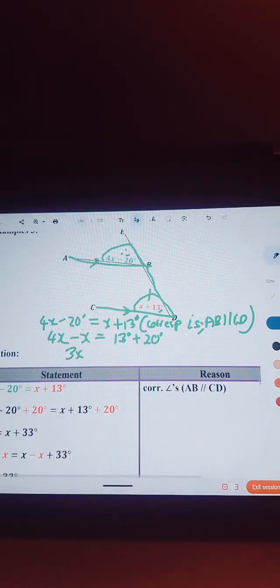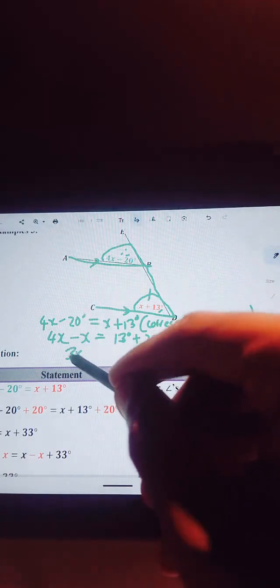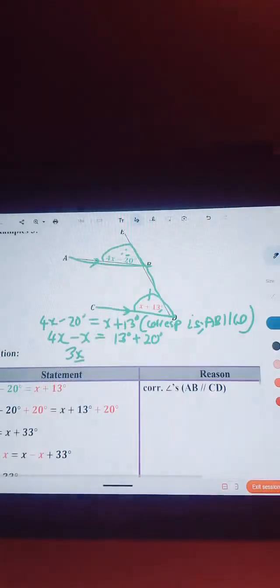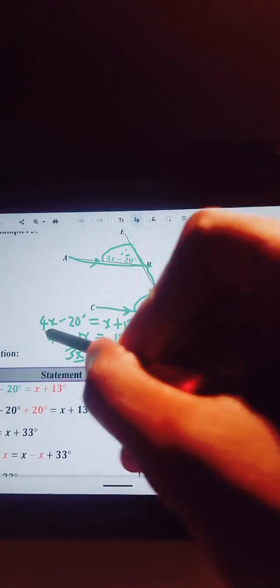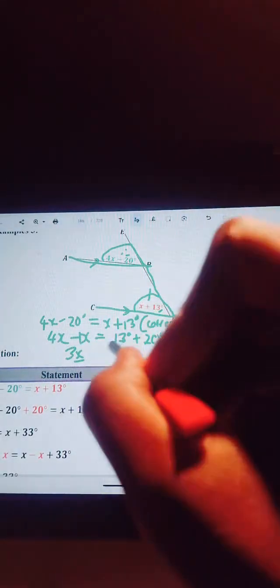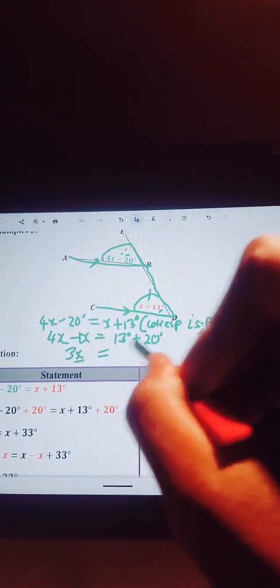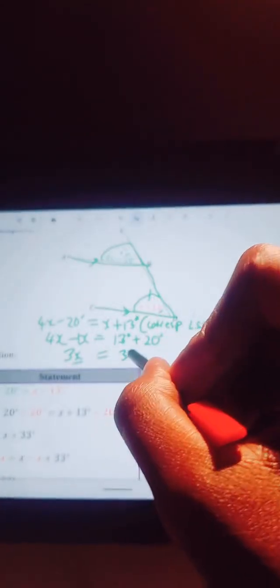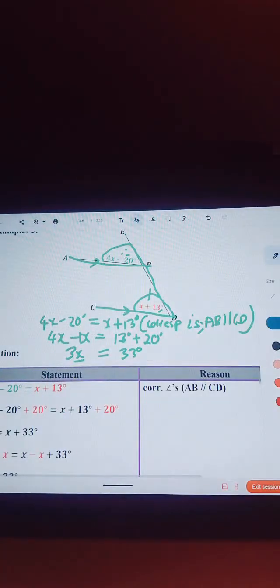What's 4x minus x? It is 3x. Because when we add like terms, we keep the letter x. We add or subtract the coefficients. In other words, the 4 and the 1 that is there that you can't see. 4 minus 1 is 3. 13 plus 20. We add 13 and 20 together, we get 33 degrees.